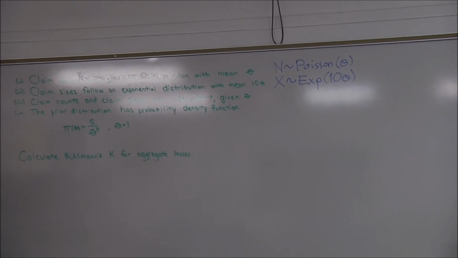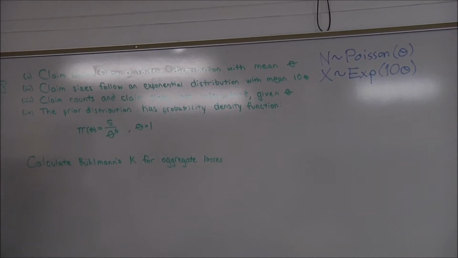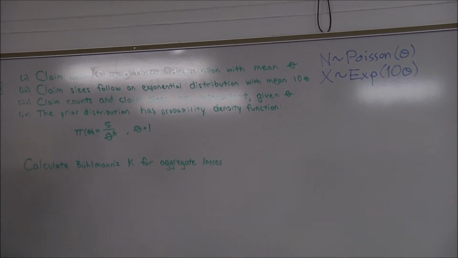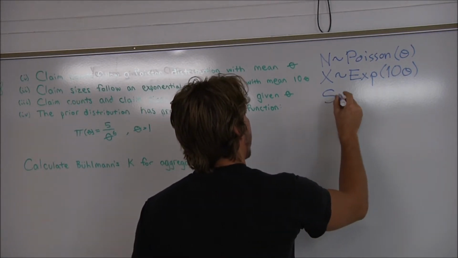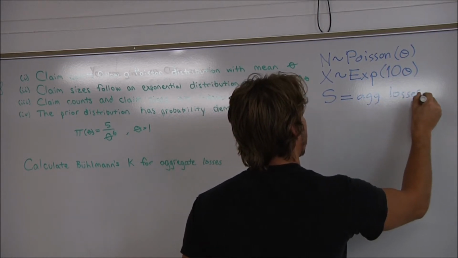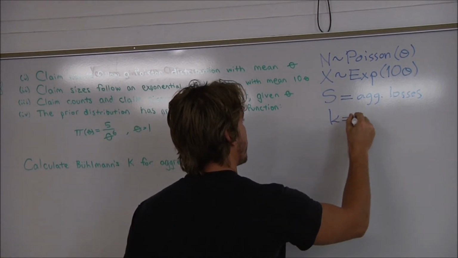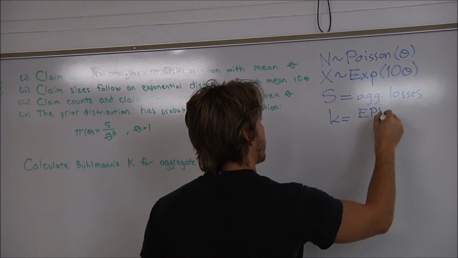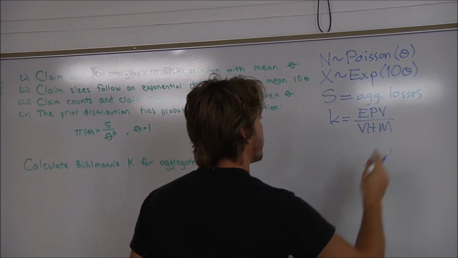4, the prior distribution has probability density function pi of theta equals 5 over theta to the 6th power, given that theta is greater than 1. And we need to calculate Bühlmann's K for aggregate losses. We'll explain what that is later. We'll define our aggregate losses as S. And well, I'll tell you what K is now. K is going to end up being the expected process variance over the variance of the hypothetical means, and we'll explain what that is later.